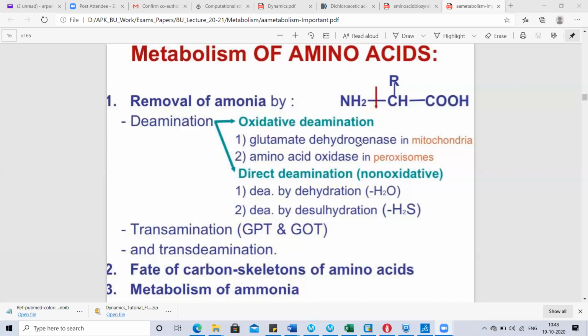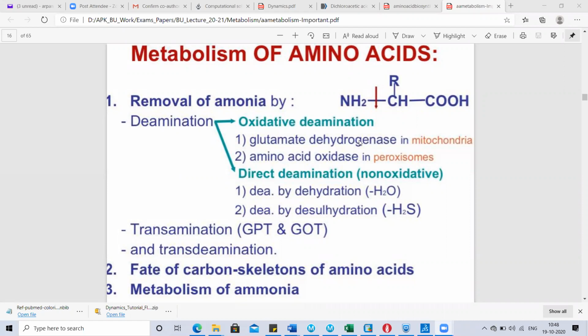And what about transamination? We have seen several examples of transamination, like glutamate pyruvate transaminase and glutamate oxaloacetate transaminase. Here glutamate is acting as an amino group donor and pyruvate is acting as an amino group acceptor. On accepting the amino group, pyruvate will be converted into alanine and glutamate gets converted into alpha ketoglutarate. So this is the basis of the transamination reaction. We have seen it many times.